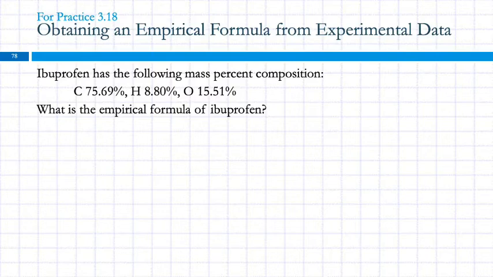Drug of choice, right? Ibuprofen has the following mass percent composition, blah, blah, blah. What's the empirical formula? So here, similar problem and yet different. We're given percentages instead of masses. What we want to do here is say, well, I'm going to pretend I have 100 grams of this, because then I can just take this percent sign and make it into a gram, a mass.